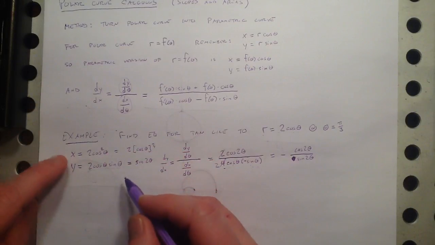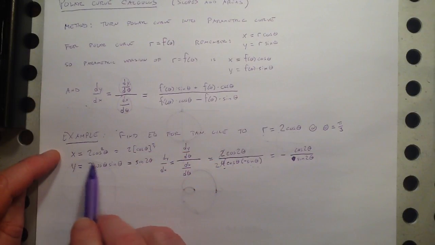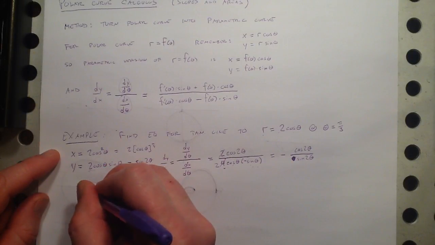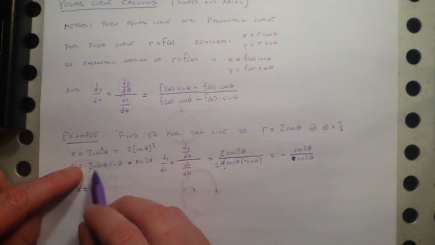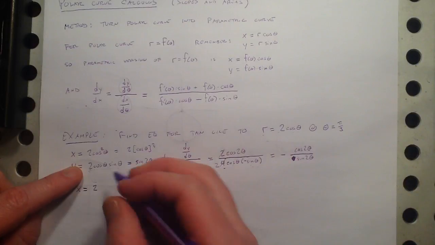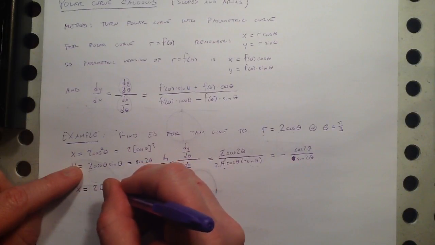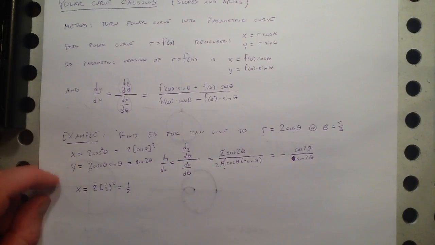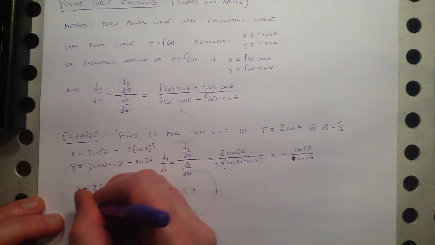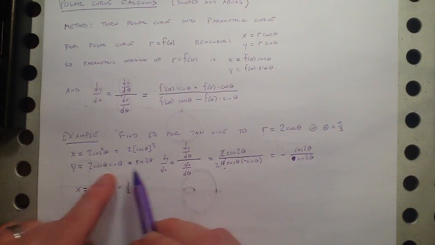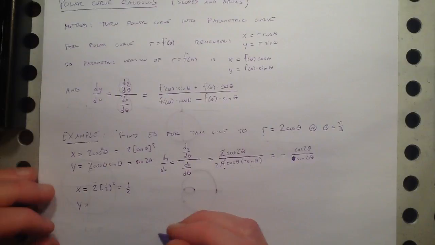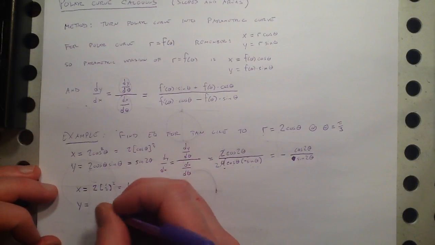So my point, if I use this here, the x-coordinate is 2 times the cosine of pi over 3, which is 1/2, squared. And that's equal to 1/2. My y-coordinate is, if I use this, you could use this one, but this is a little easier. It's the sine of 2 pi over 3. A sine of 2 pi over 3 is the square root of 3 over 2.